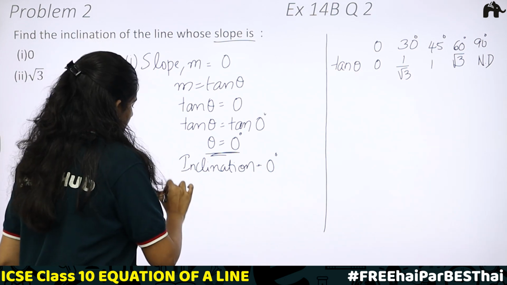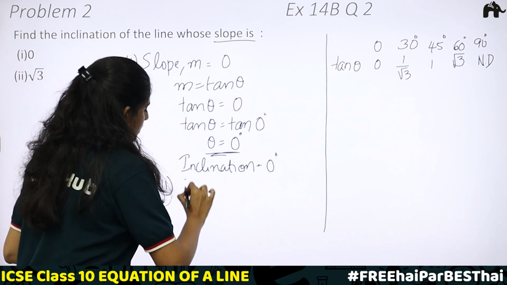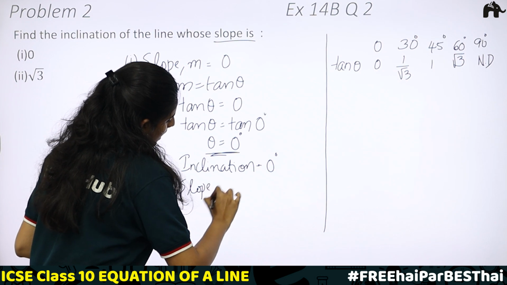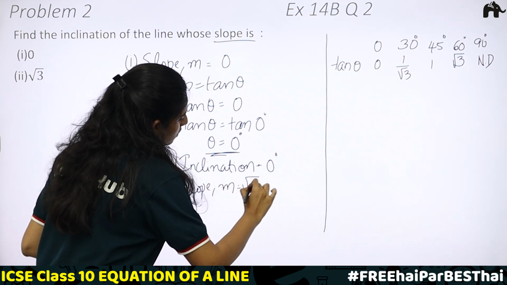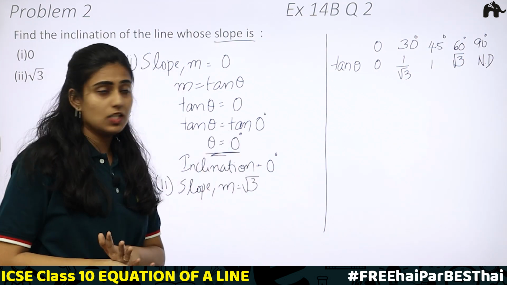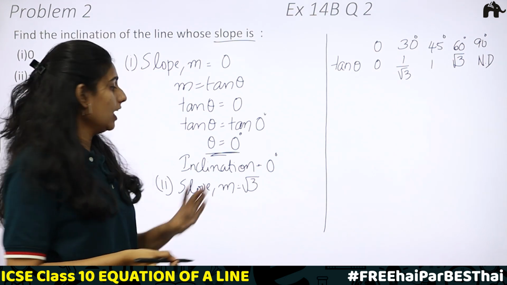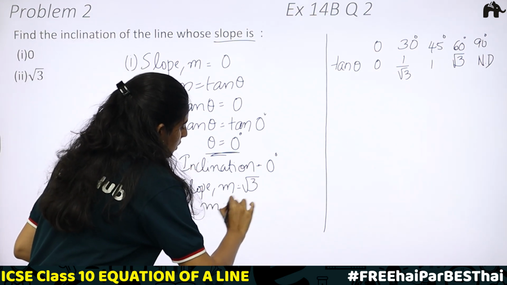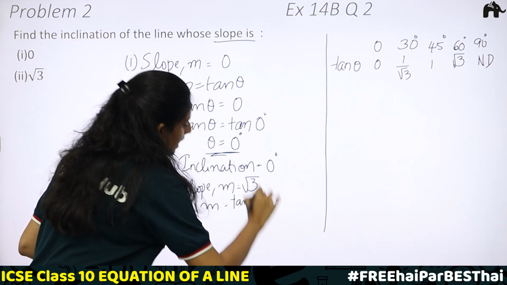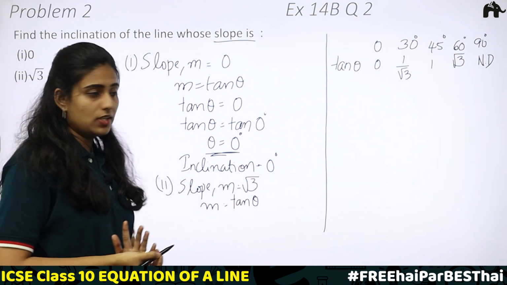Next, the second one, we have slope m is equal to root 3. Okay, m is equal to tan theta. Same steps, we have m is equal to tan theta.